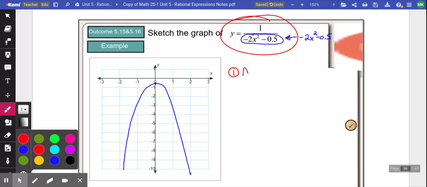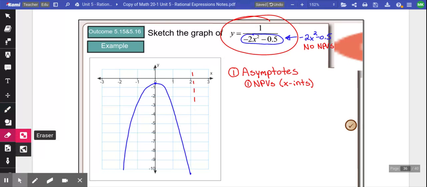The first step was to draw your asymptotes. Asymptotes happen at 2 different spots. The first spot was your NPVs, or if you're looking at the original graph, it also happens to be the x-intercepts. If you look, this graph actually has no x-intercepts, and it also has no NPVs. Therefore, it has no vertical asymptote, meaning there will be no vertical dotted line that we can't cross.